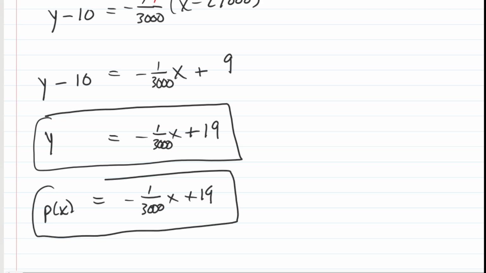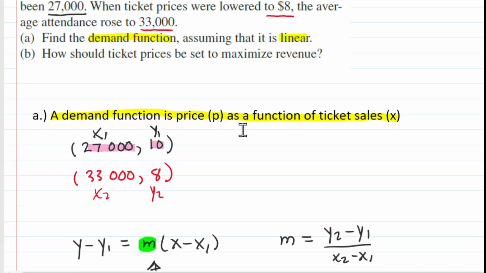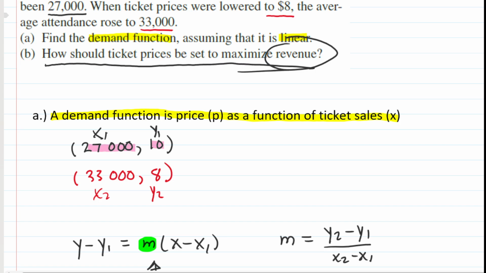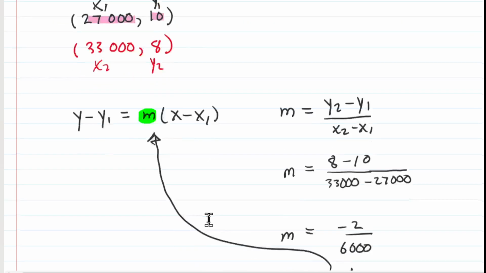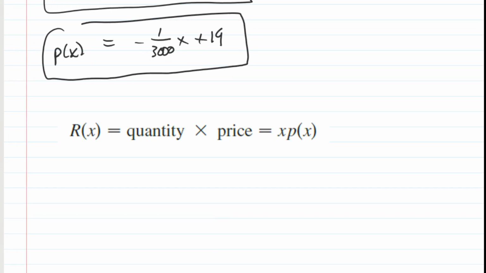We have our demand function. Let's go back up and look at what part B is asking us for. In part B it says how should ticket prices be set to maximize revenue? So revenue is the next concept at play here. Let's take a look at the definition of revenue. Revenue is going to be the quantity, which in this case is the number of tickets sold, multiplied by the price per quantity, in this case the price per ticket.